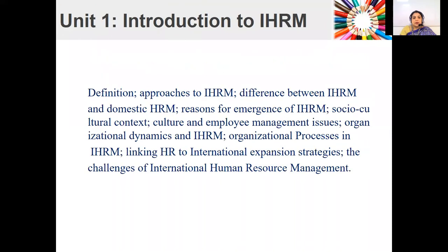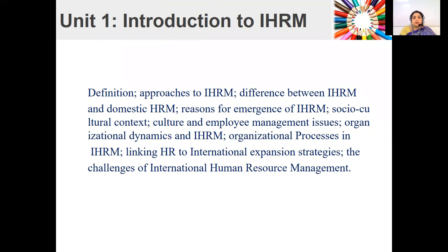Now, I'll take you through the contents of IHRM. Unit number one is Introduction to IHRM, where we are going to learn about the definition of IHRM, the different kinds of approaches used in IHRM, the difference between domestic HRM and IHRM, and the reasons for the emergence of IHRM. What is the need which has made IHRM emerge?